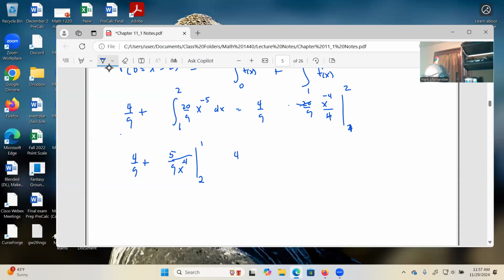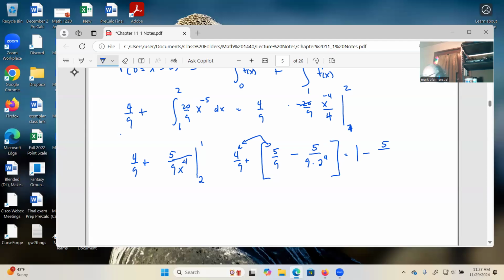Okay, so this is going to be 4/9 plus, okay, when I have x to the fourth raised to the 1, we have 5/9 minus 5 over 9 times 2 to the 4th power. Okay, and I'm going to add this up in a way that's most convenient for me. 4/9 plus 5/9 is going to be 1, minus 5. I added these two together because addition does that.